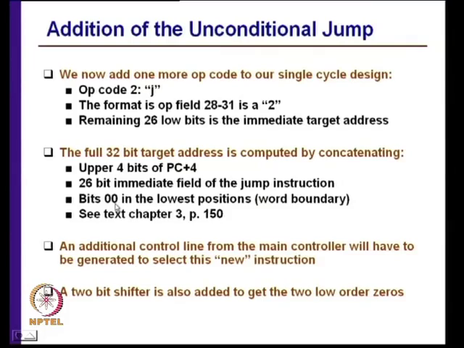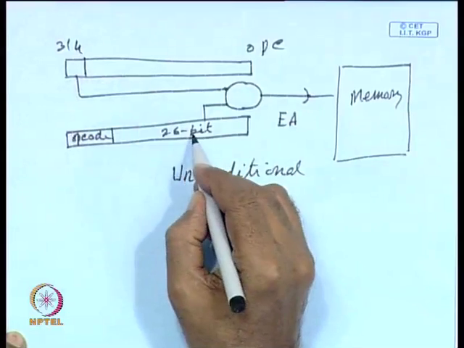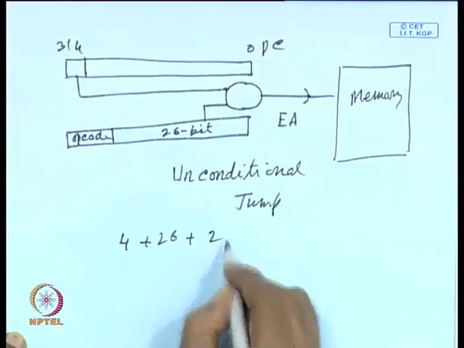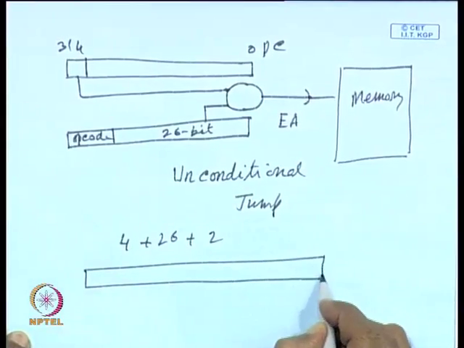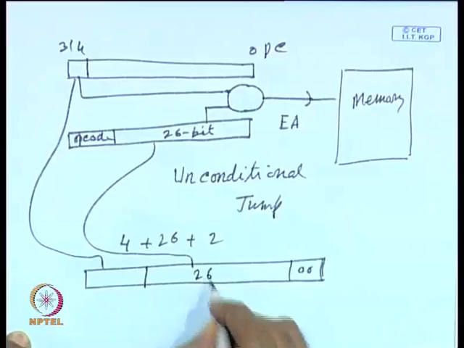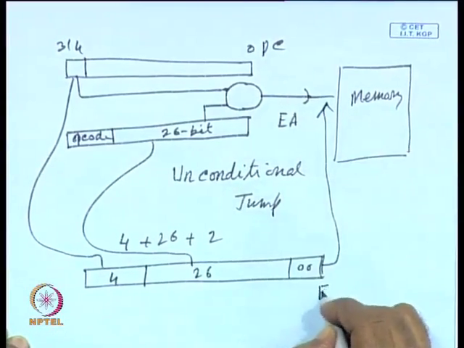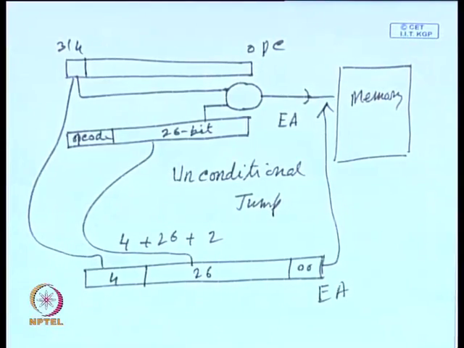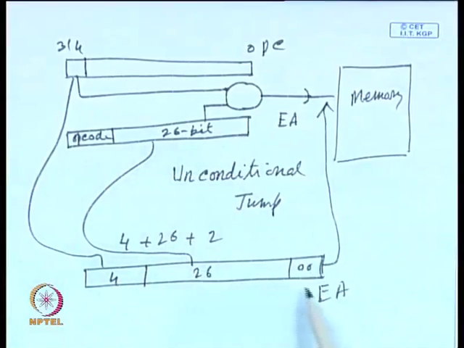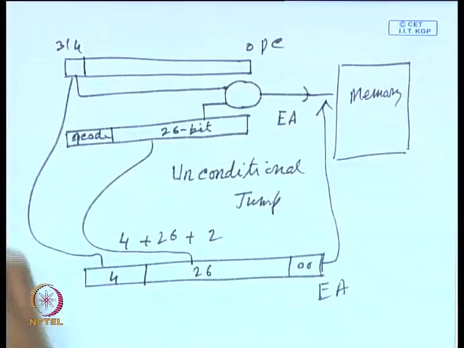You can see here, this is your 4 bit, this is 26 bit, so 4 plus 26 is 30. What about the 2 bits? The remaining 2 bits have to be 00. So the lower order bits will be 00, 26 bits will come from here and 4 bits will come from here, and that will be the effective address in this particular case. So an additional control line from the main controller will have to be generated to select the new instruction, and a 2 bit shifter is also added to get the 2 lower order 0s. This can be very easily obtained by shifting this 26 bit field so that 2 00s are inserted.